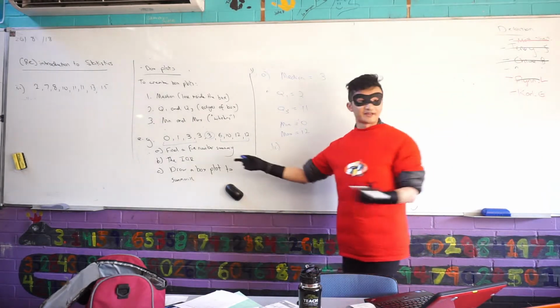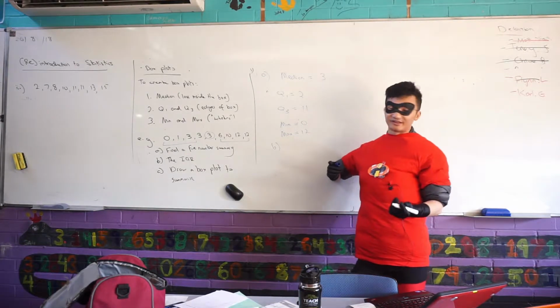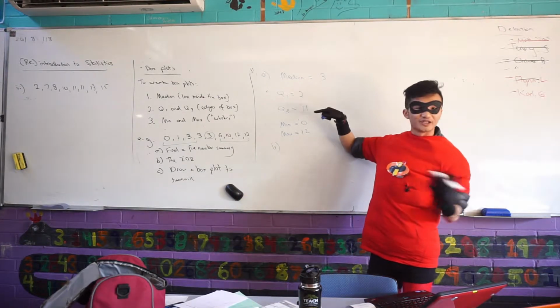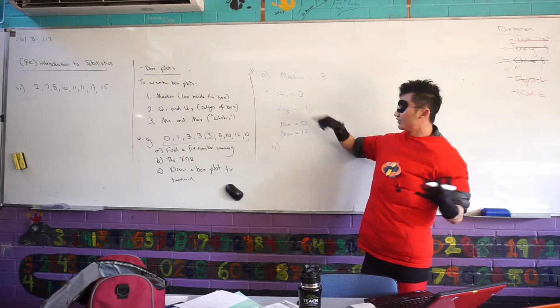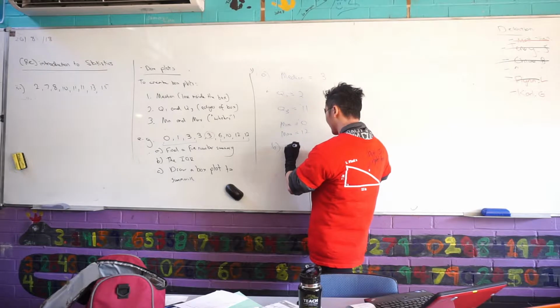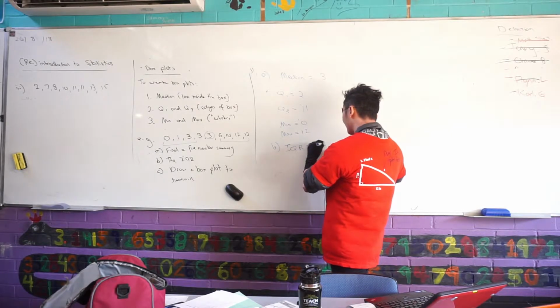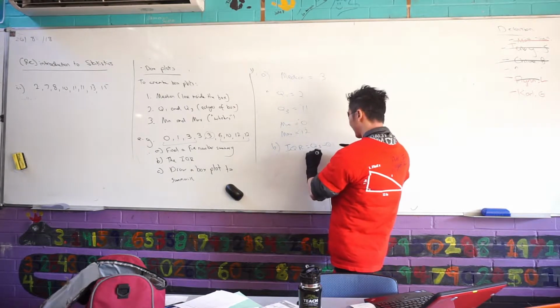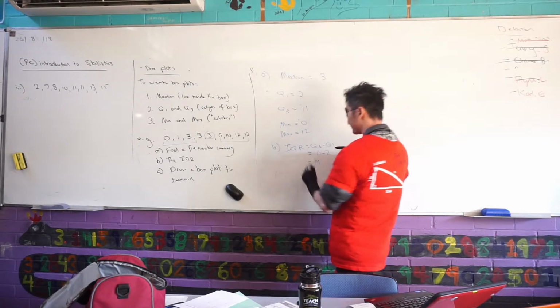One last thing, I am actually asked to find the IQR, and I just remember that the interquartile range is just a measure of spread. It tells me how spread out my values are. That's just Q3 minus Q1, right? So IQR is Q3 minus Q1, which is 11 minus 2, or just 9.